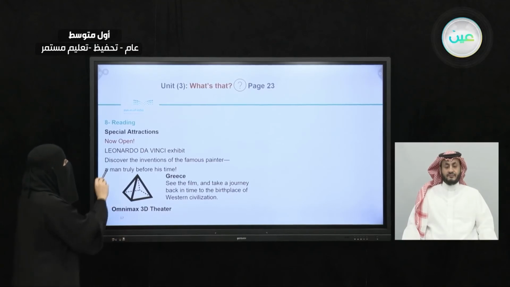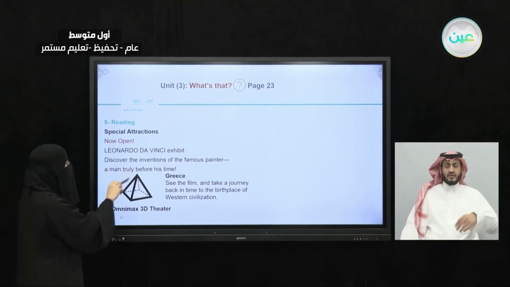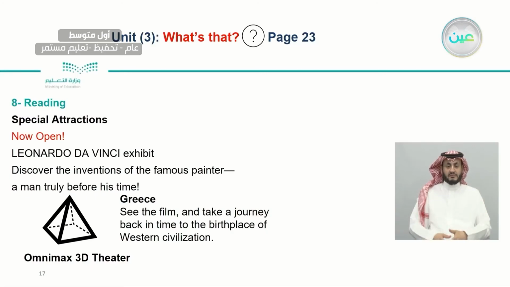Okay, we talked about Leonardo da Vinci exhibit, discover the inventions of the famous painter, a man truly before his time. This sounds really nice. Okay, what did they describe Leonardo da Vinci? He's famous painter. Did you see this adjective right here? He's famous, he's very known, well known.